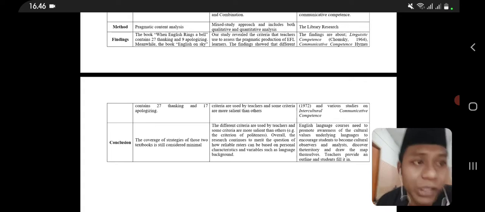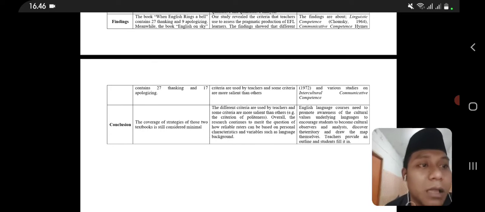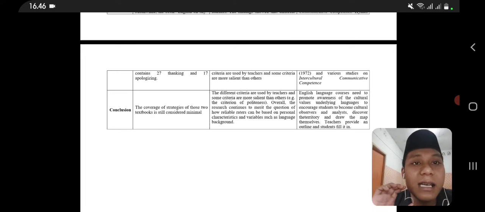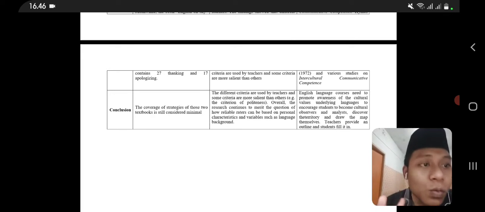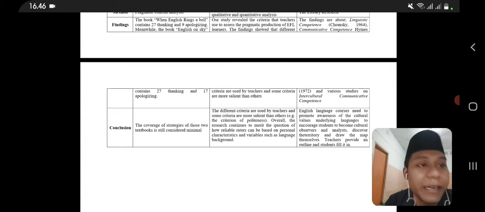And here the conclusion that the author made for the journal is: the coverage of strategies of those two textbooks is still considered minimal. So even though there are a lot of thanking and apologizing words, sentences or contexts, the strategies of those two to deliver in the context with the students are still minimal, so it needs to be added.